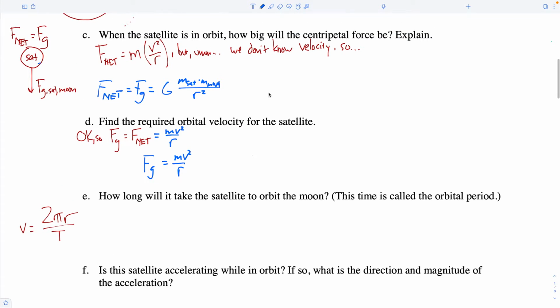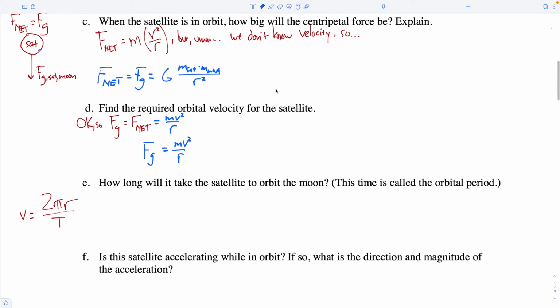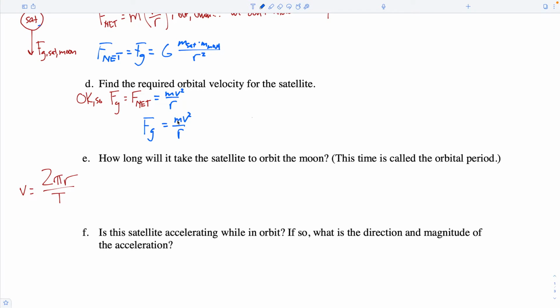And in 1c, you found that force of gravity for the satellite in orbit. So now you know the mass of the satellite, you know the radius, you can find the velocity squared. Okay?